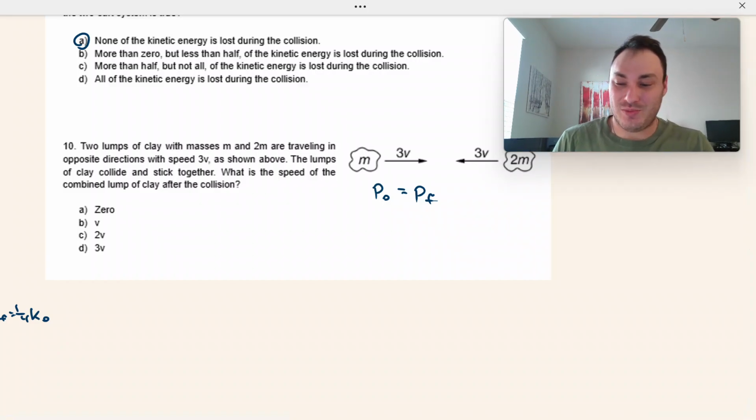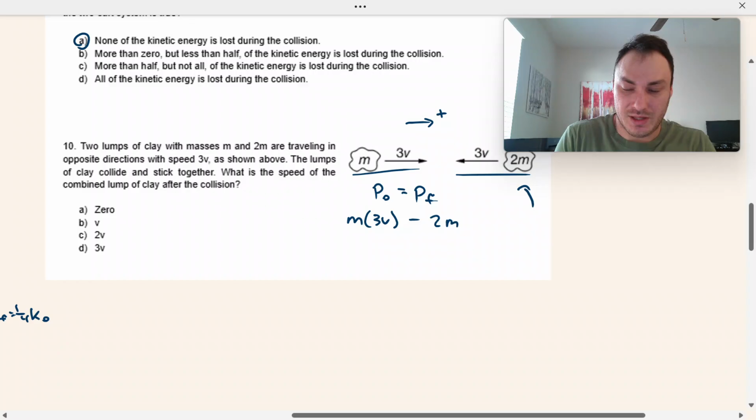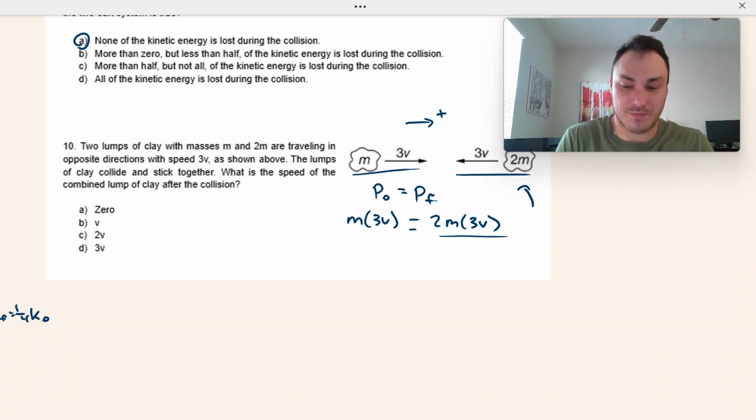The initial momentum of the system, so we have two things moving. They're in opposite directions, so be careful. One of these is going to be negative. Let's make this one the negative. Let's say the positive direction is to the right. So the initial momentum is m times 3v minus 2m times 3v. That minus makes this one a negative.